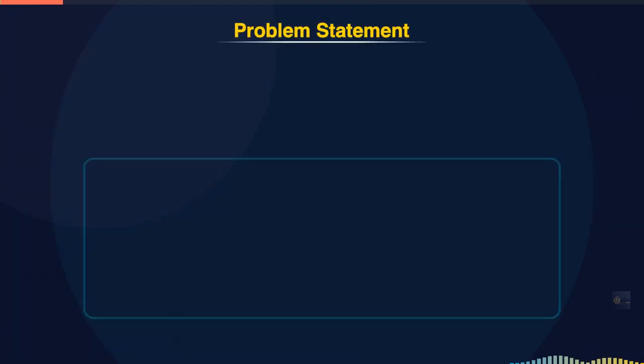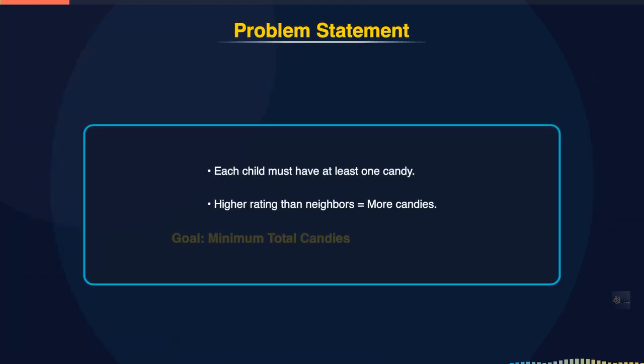The setup is simple. You have a line of children, each with a specific rating. You need to distribute candies based on two golden rules. First, every child must receive at least one candy. Second, if a child has a higher rating than their immediate neighbor, they must receive more candies than that neighbor. Our goal? Find the absolute minimum number of candies required to satisfy everyone.